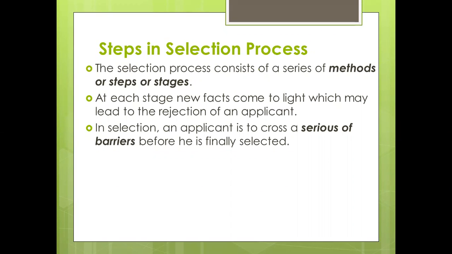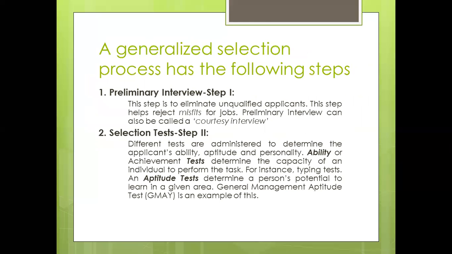The selection process consists of a series of methods or steps or stages. At each stage, new facts come to light which may lead to the rejection of an applicant. In selection, an applicant is to cross a series of barriers before he is finally selected. A generalized selection process has the following steps. Step number 1, preliminary interview. This step is to eliminate unqualified applicants. This step helps reject misfits for jobs. Preliminary interview can also be called a courtesy interview.